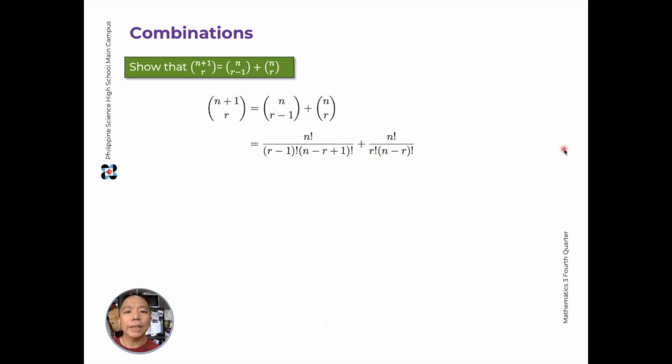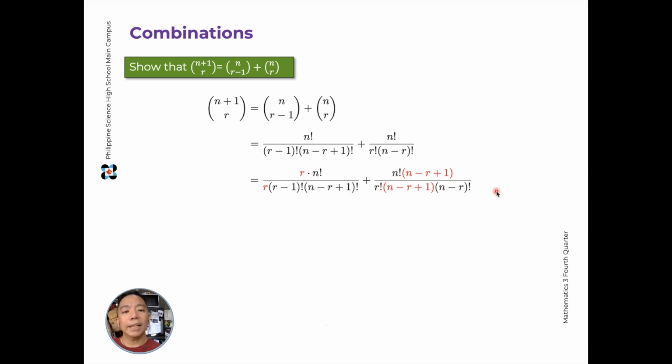Ang gusto nating gawin ay ma-add sila. So we want their denominators to be the same. We'll do that by starting sa first term, multiply tayo ng r over r. So numerator natin, r times n factorial, yung denominator, r times r minus 1 factorial, then ito pa rin, n minus r plus 1, quantity factorial.